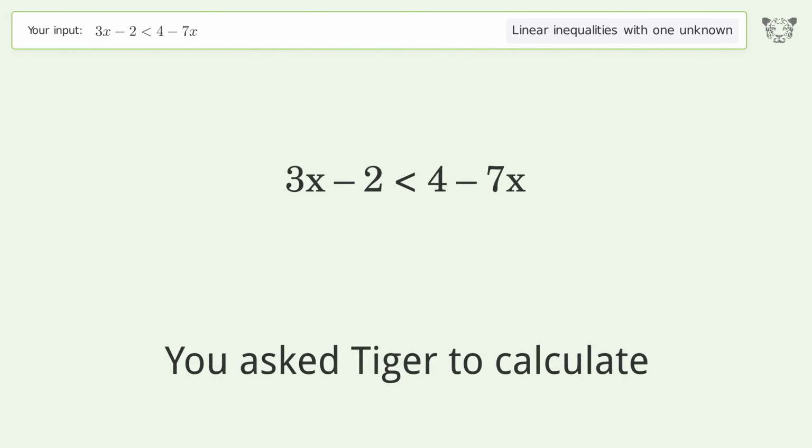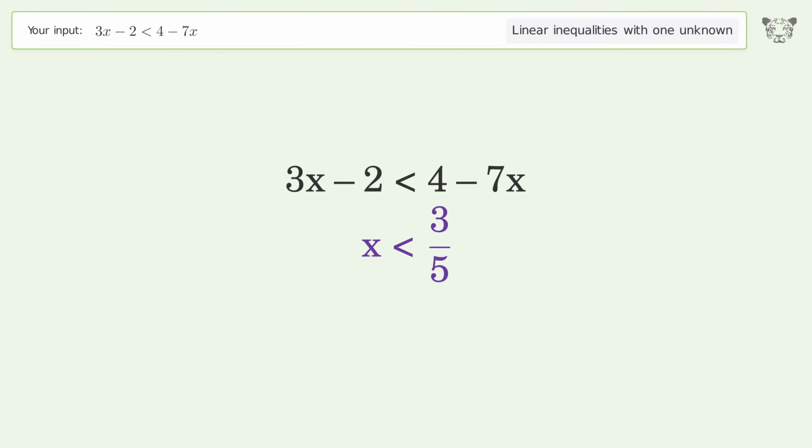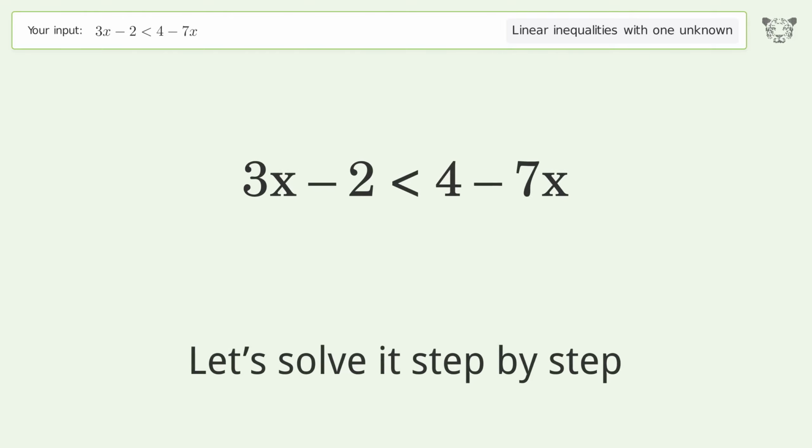You ask Tiger to calculate. This deals with linear inequalities with one unknown. The final result is x smaller than 3/5. Let's solve it step by step.